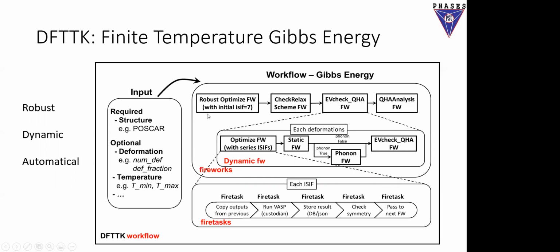In the workflow, this is the robust optimization firework. It makes the job robust, and after we run the robust optimization, we get the relaxed structure, and then we can run the relaxed structures for each deformation. And of course, this EV check firework is dynamic, which means it can append some volumes if there are not enough. And after you finish your run, you can analyze the QHA properties.